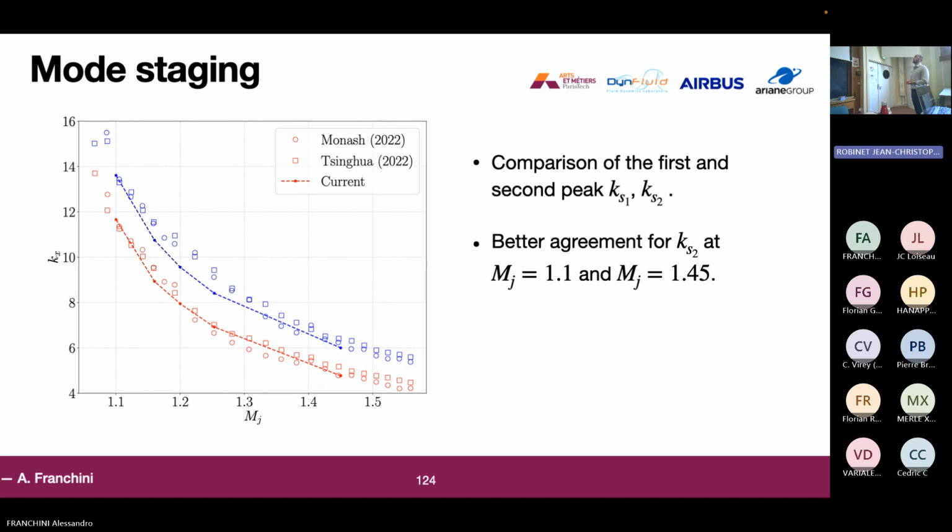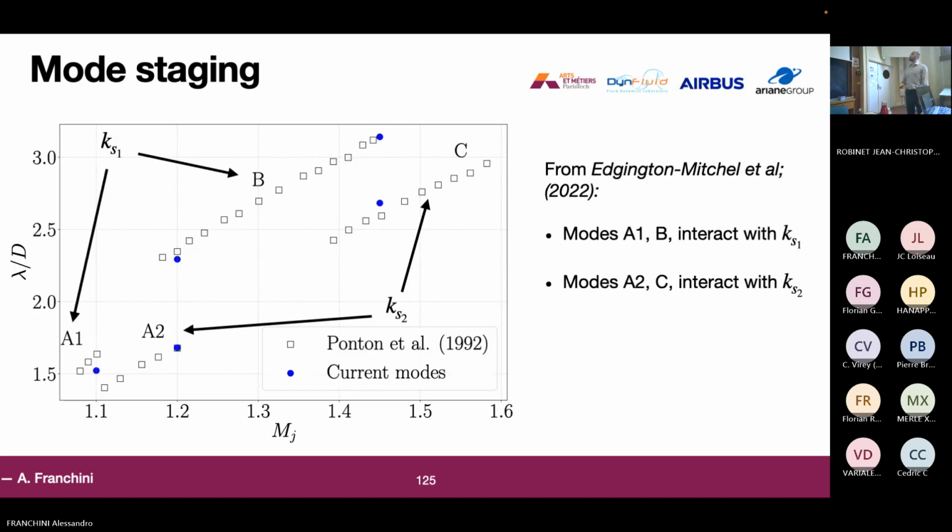And so, for example, what we did is we compared our KS1 and KS2 with the ones coming from experimental data. And we can see that for the KS1, we have a good agreement. For the KS2, we have a good agreement for the cases MJ equals 1.1 and MJ equals 1.44. For the other one here in the middle, it is not that good. So we will try to look at our data for the KS2 in these two cases.